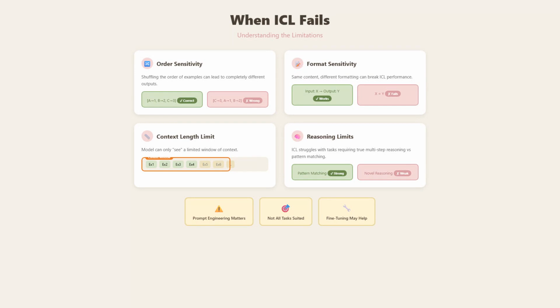Fourth, reasoning limits. In-context learning excels at pattern matching, but struggles with tasks requiring genuine multi-step reasoning. If the task requires novel logical inference that can't be reduced to pattern copying, ICL may fall short. The key takeaways? Prompt engineering matters significantly. Not all tasks are suitable for ICL, and fine-tuning may be necessary for complex or high-stakes applications.